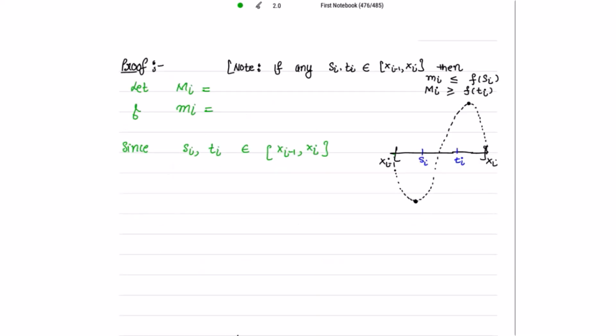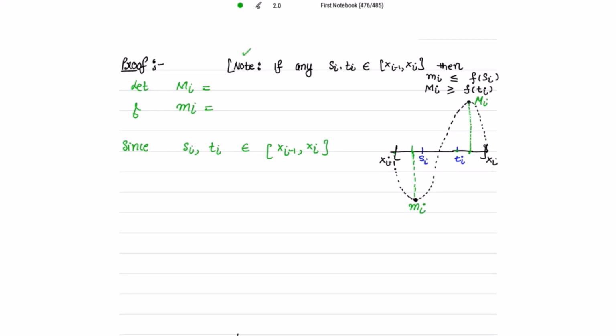If you look at this diagram, this interval is x_{i-1} to x_i, and the two arbitrary points s_i and t_i belong to this closed interval. We know that small m_i is the infimum of f(x) over this closed interval [x_{i-1}, x_i], and capital M_i is the supremum of f(x) over this closed interval. This is a note for you.